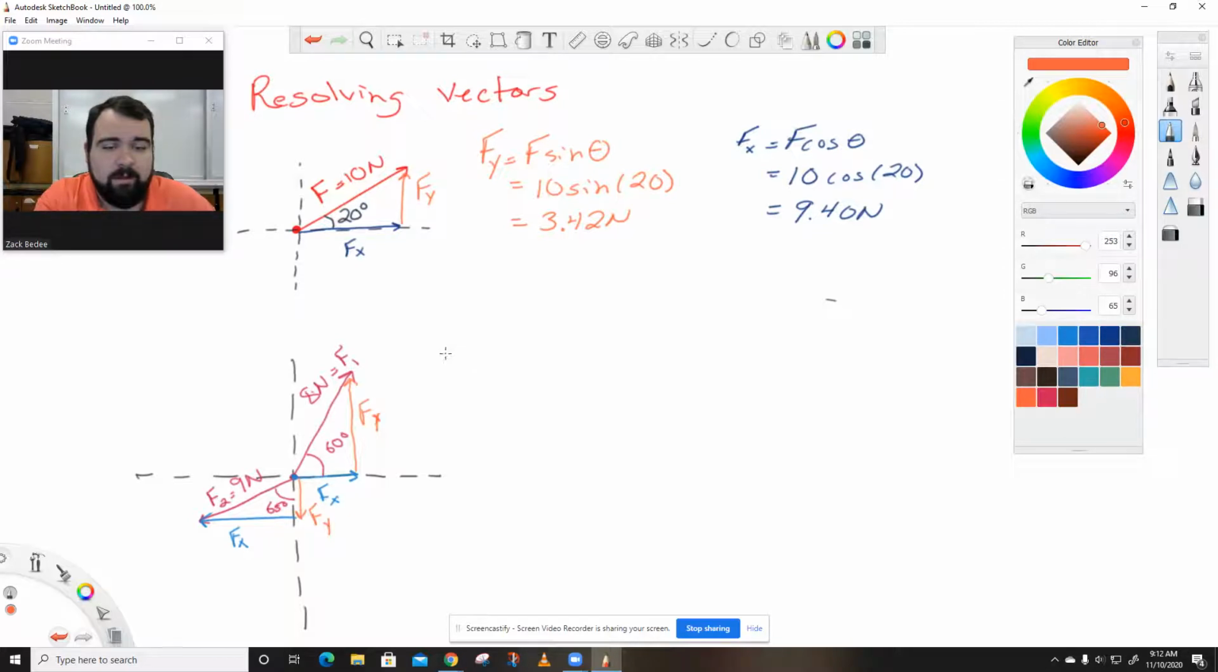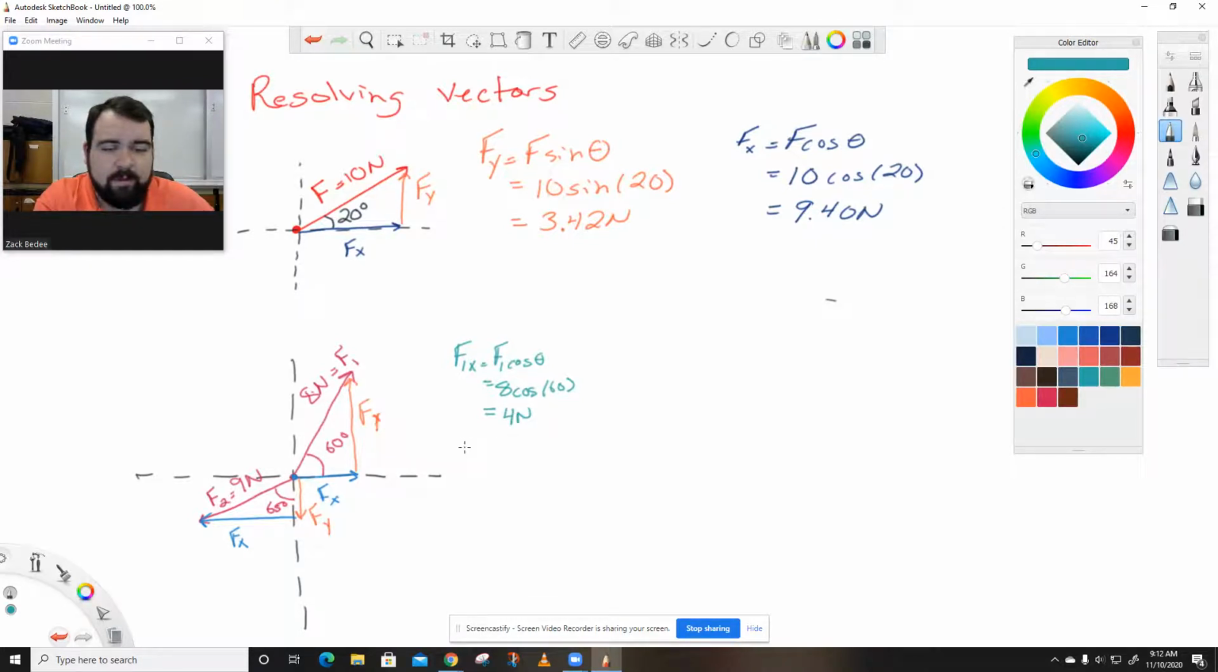So starting off, we will do the x components. We'll start off with F1. So force 1 x component is going to be F1 cosine of theta. So we get 8 cosine of 60, which ends up being 4 newtons.